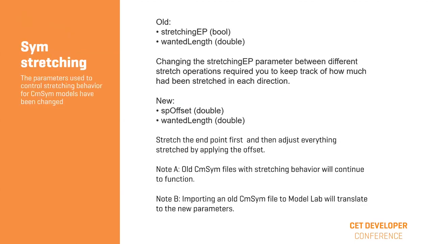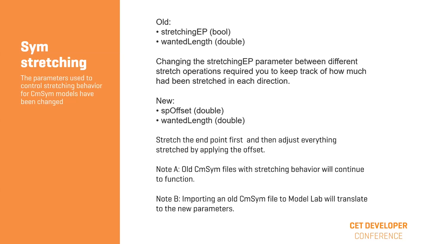And there has been some changes to sim stretching. Previously we had 2 parameters, which was called stretching EP. EP stands for endpoint, and also a wanted length. Stretching EP was a bool and wanted length was a double. This worked well for most cases, but if you change the bool between different stretch operations, previously you had to keep track of how much had been stretched in each direction, meaning stretching the endpoint or not the endpoint.